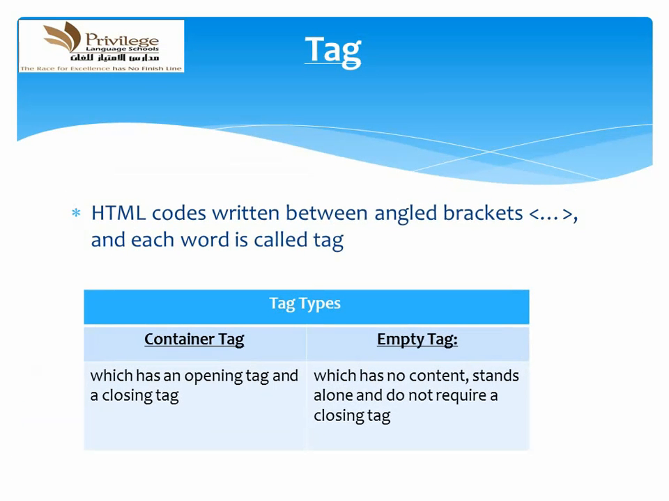A tag is code written between angle brackets like this, and each word inside the angle brackets we call a tag. There are two types of tag: container tag and empty tag. A container tag has an opening tag and a closing tag. An empty tag has no content and stands alone; it doesn't require a closing tag. I'm just giving an order for the web browser to insert an object or anything inside my web pages.